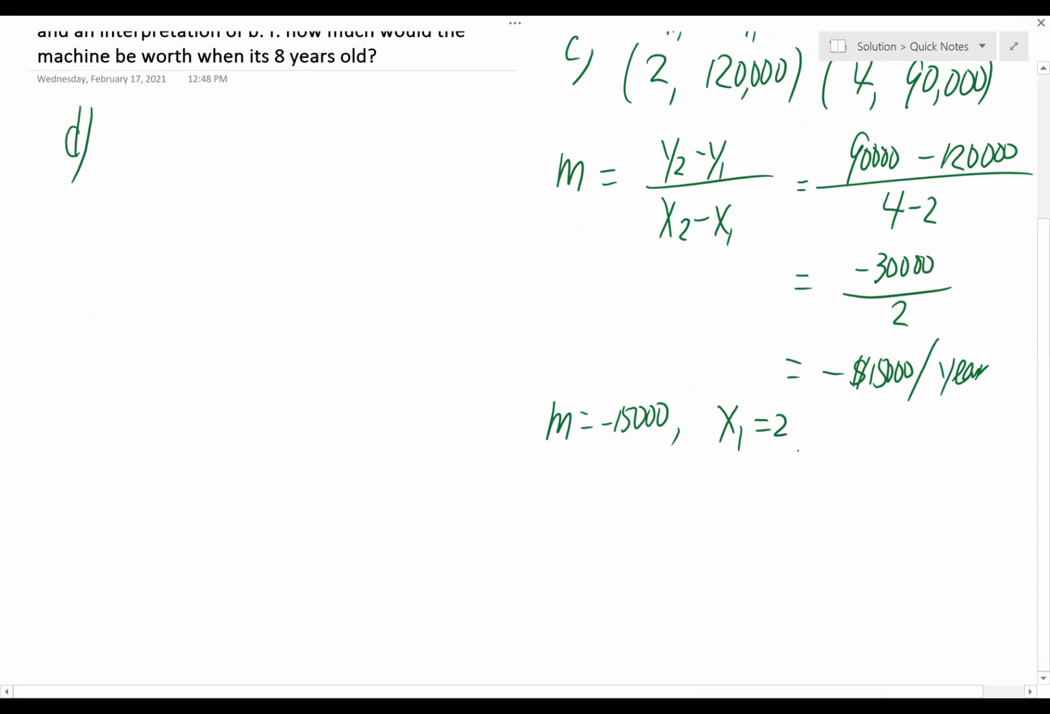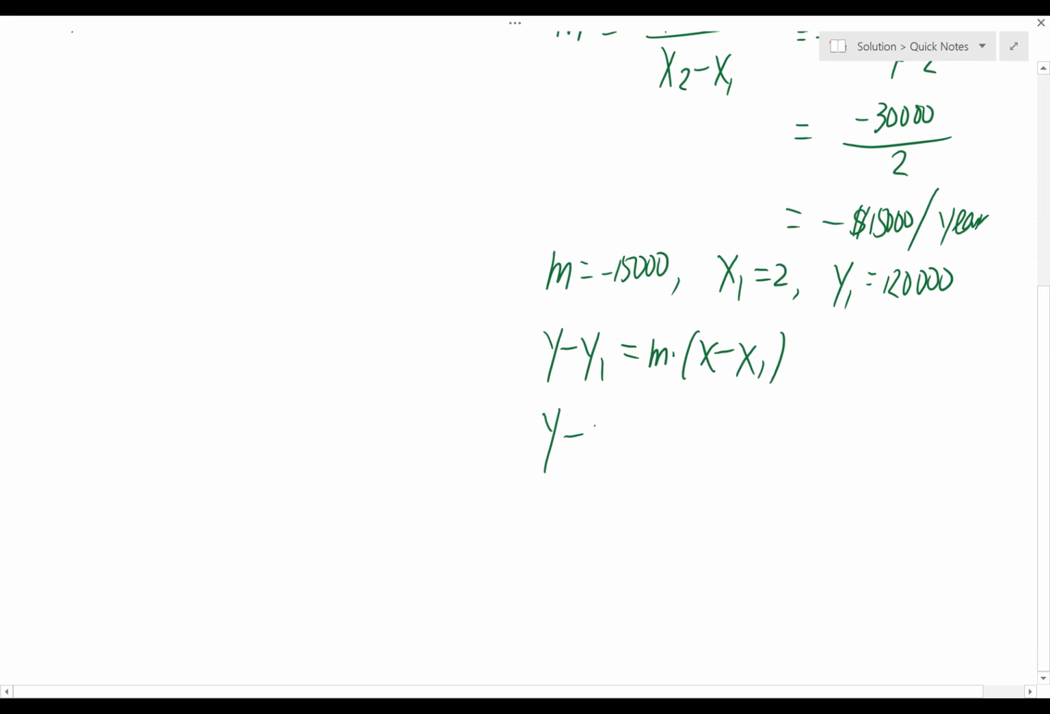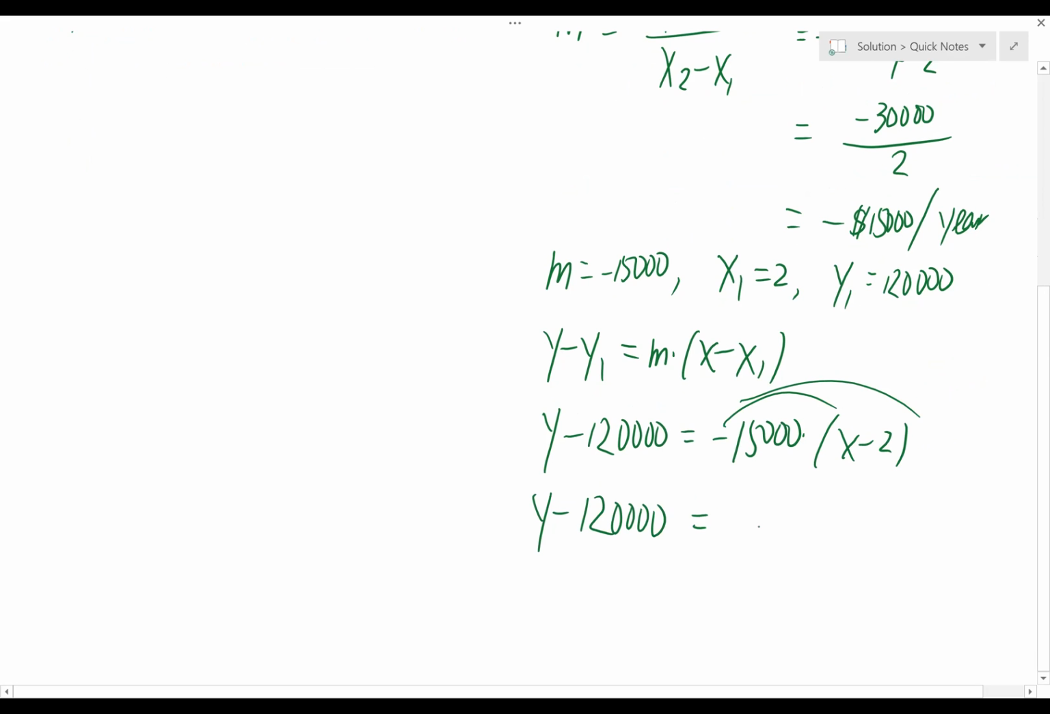X1 is 2, Y1 is 120,000. Now using y minus y1 equals slope times x minus x1, and again throwing everything into that, you get y minus 120,000 equal to the slope, negative 15,000, times x minus 2. Distribute it on the right-hand side: y minus 120,000 equals negative 15,000x plus 30,000.